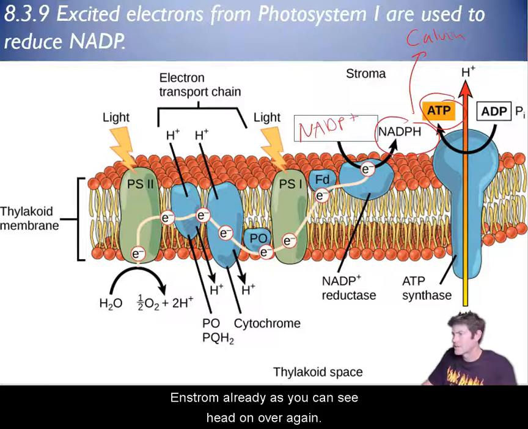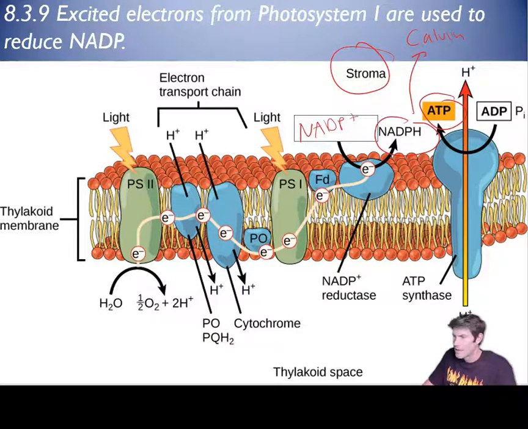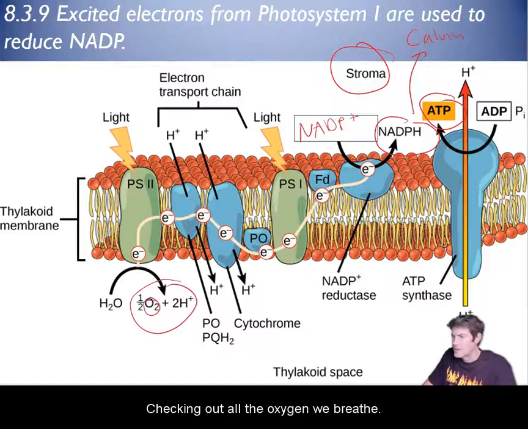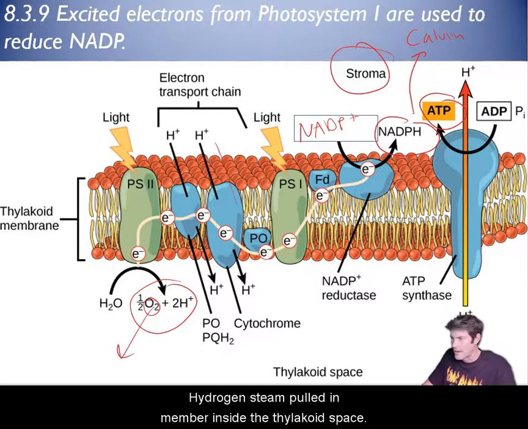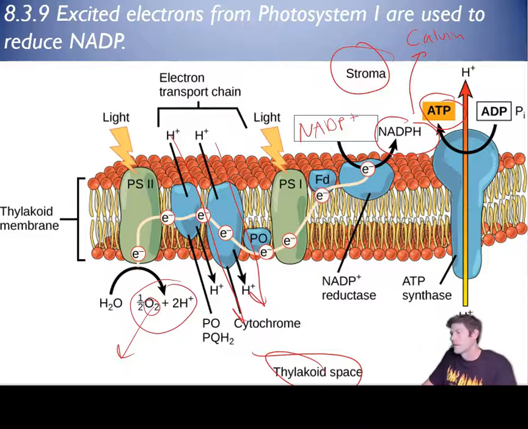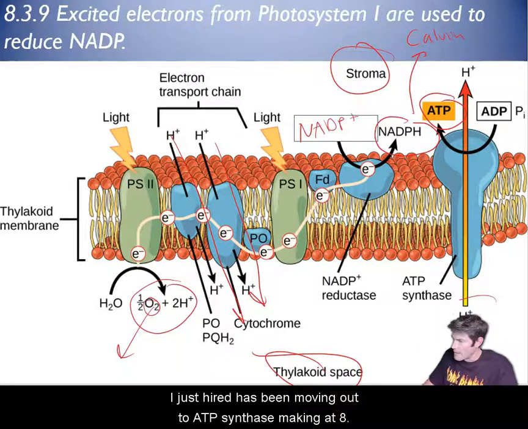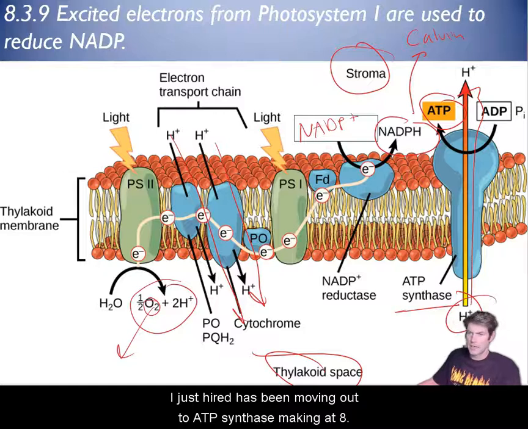Out there, and they're in the stroma already, as you can see, and then they head on over again, checking out all those oxygen. Oh, we breathe it. Hydrogen is getting pulled in, remember, inside the thylakoid space. And these hydrogens then moving out through ATP synthase, making that ATP.